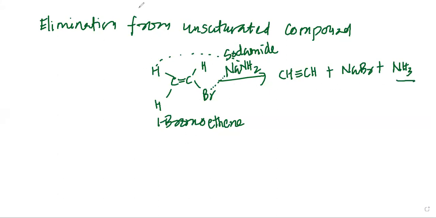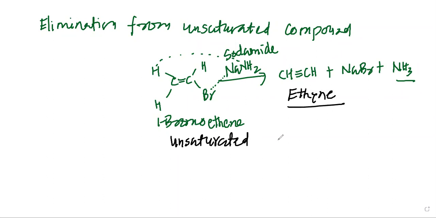So this is the kind of reaction in which you can easily see that this is an unsaturated product. And here you get ethyne. This ethyne is more unsaturated. So this is also an example of the elimination reactions.